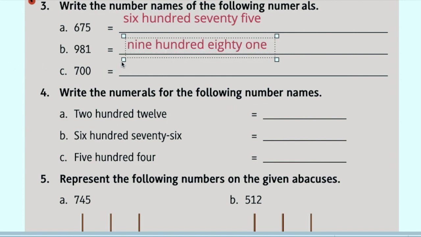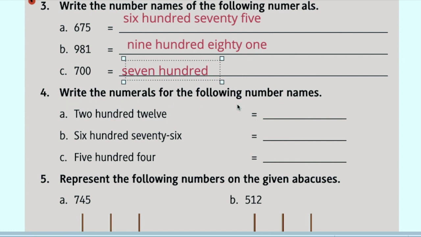C. We have 700. So in ones place we have 0, tens place we have 0 and hundreds place we have 7. So we are writing seven, and the position of number 7 is hundreds. So we are writing hundred. So it is read as seven hundred. So here we have written 675, 981 and 700.